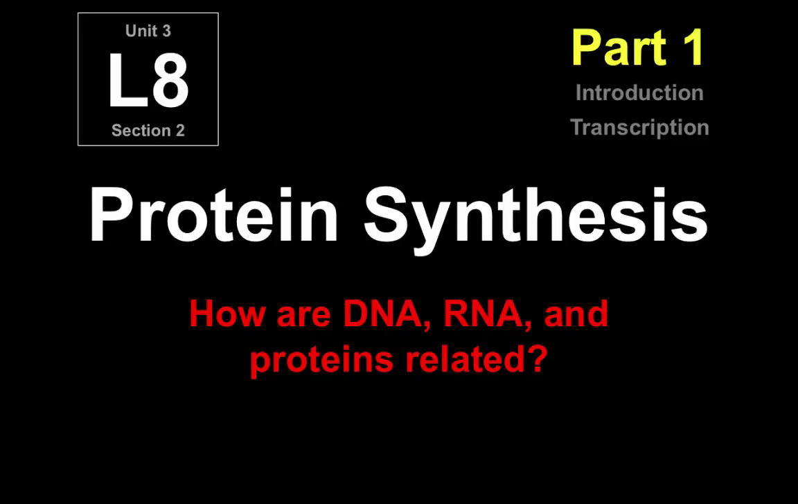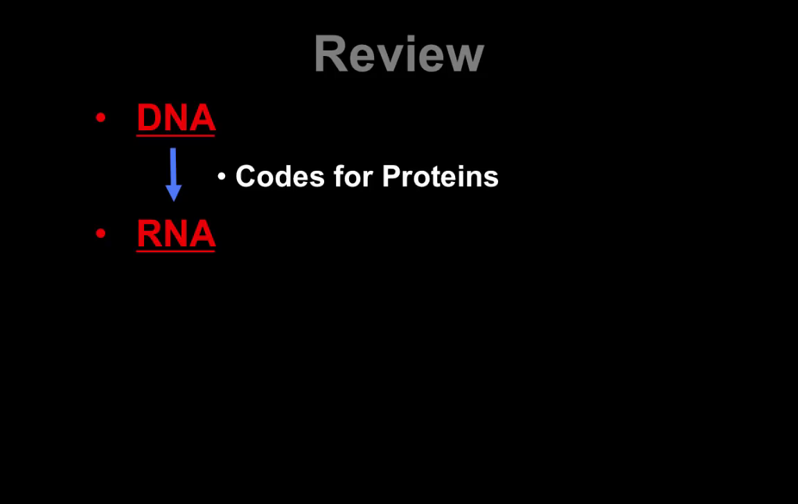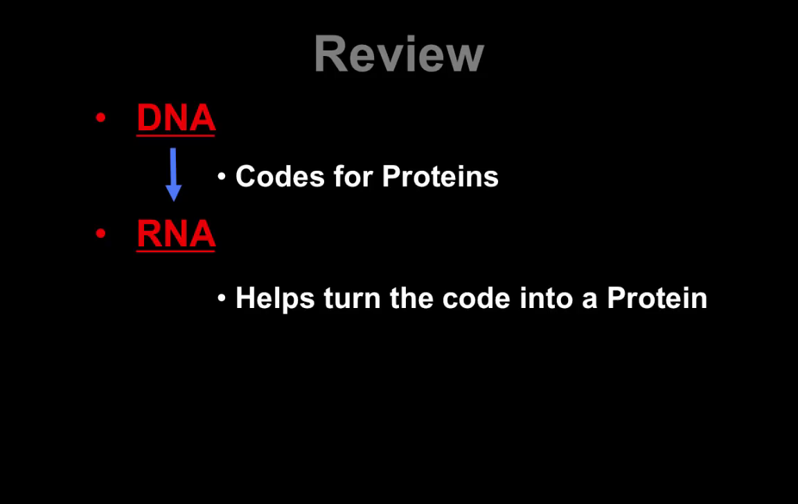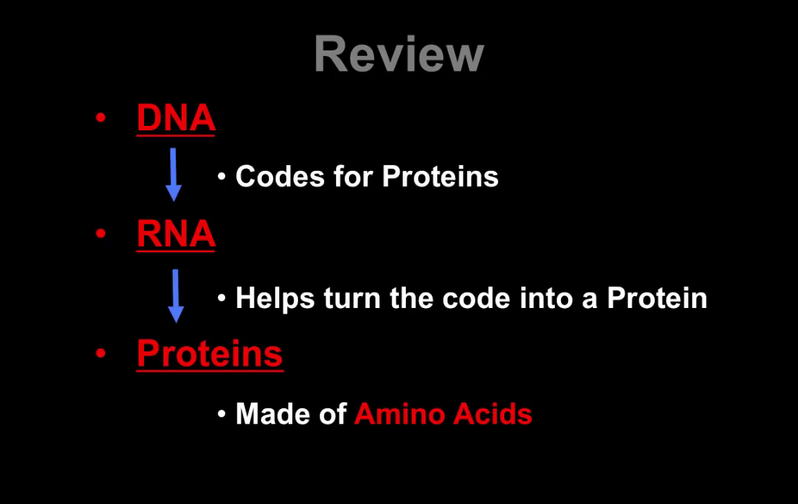In this video, we're going to look at the first step of protein synthesis and look at how DNA, RNA, and proteins are related. So remember, as a review, DNA codes for proteins by making RNA, which is going to help turn that code into the protein, and then those proteins are made of amino acids and are going to make traits. So we're remembering DNA, RNA, protein, trait.